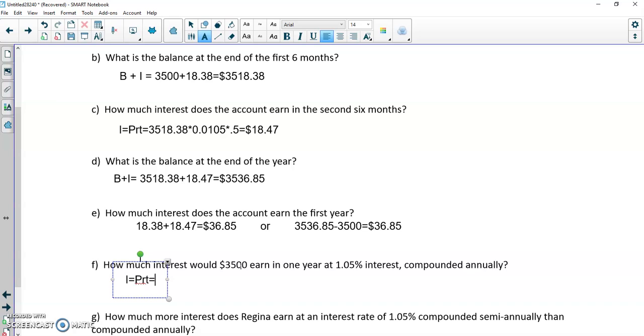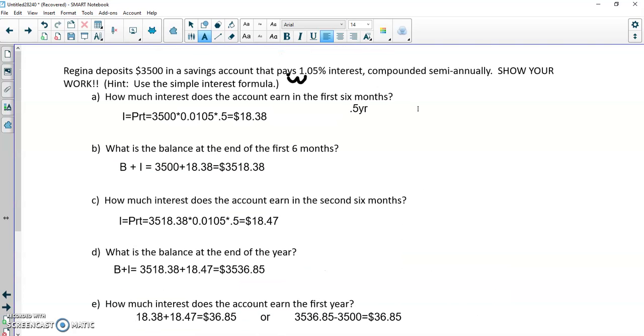The principal, again, it says right here, I'm starting off with $3,500. The rate, 1.05%. Make sure you change that percent to a decimal. And the time is, I'm only getting interest every year, annually. So one time a year. This is the simple interest formula, even though it says it's compounded annually. When I multiply these out, I'll get $36.75.